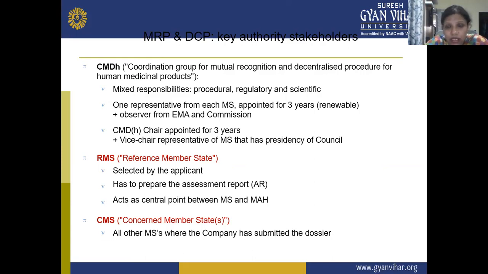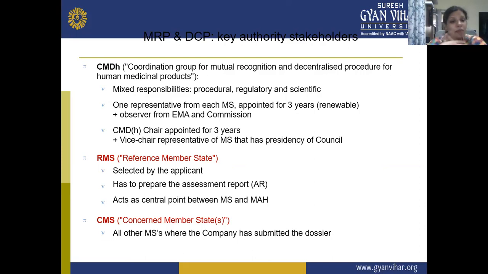Okay, so this is again a stakeholder for this. So that means the selected members, applicants, has to prepare this RMS, has to prepare the assessment report as well, as acts as the central point between the MS and MAH. So between MS and MAH there is a central point which is the RMS, means they can transfer any information from the MS to MAH. This is the person, that is the RMS.